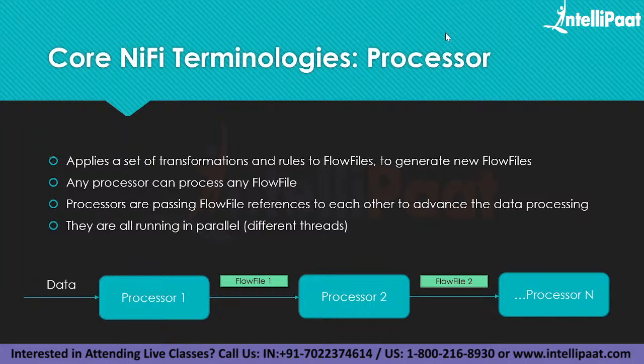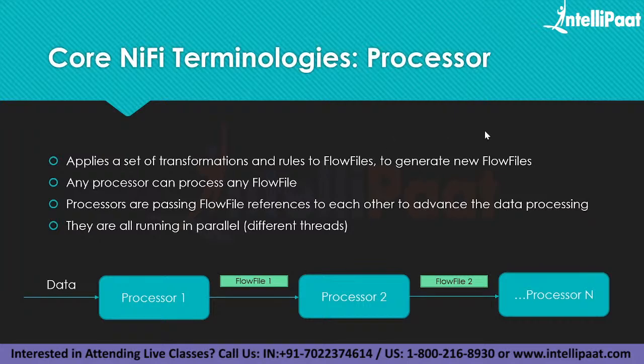Now we have the data to be processed. What next? You need to have the processing unit. What are those processing units? They are called processors. They apply a set of transformations and rules to flow files and generate new flow files. So it goes through a DAG, a directed acyclic graph.